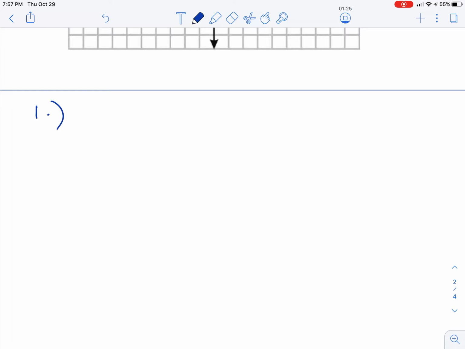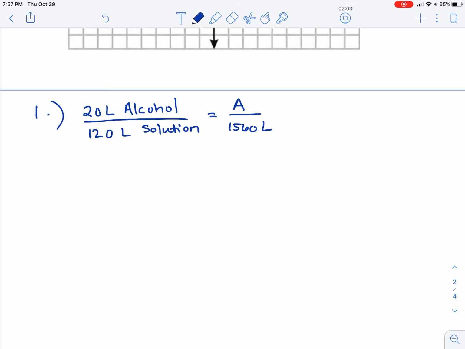We're going to take the 20 liters of alcohol and put that over the 120 liters of solution, because that's what the problem says. It takes 20 liters of alcohol to make 120 liters of the solution. Now let's write the proportion here. The other side of that is what we don't know. We're trying to find out how many liters of alcohol, so we'll call that A, it takes to make 1,560 liters of solution. Okay, so those are matching.